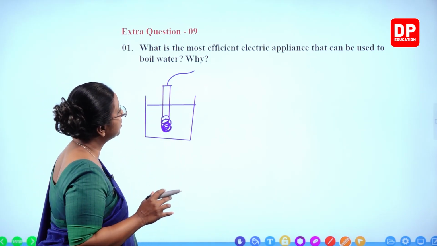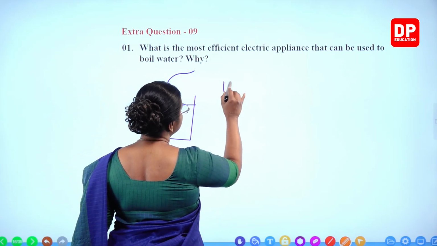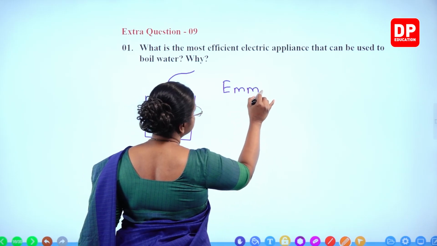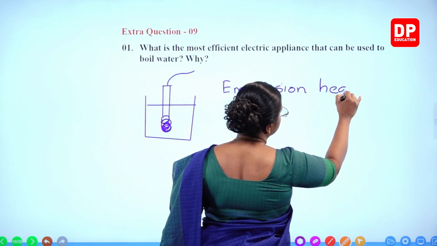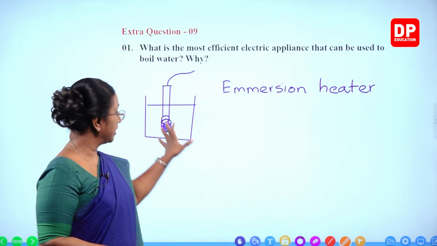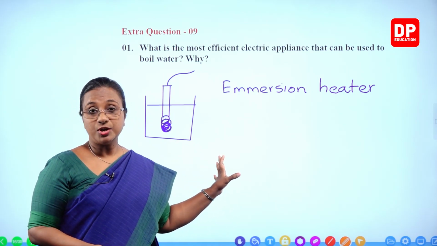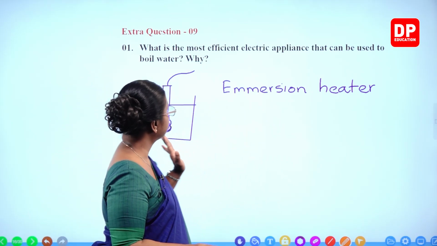So what is the most efficient electric appliance that can be used to boil water? Immersion heater. So here, of course, students, you don't have to draw the diagram. I have drawn it just for you all to recall what happens there. But the answer is immersion heater.